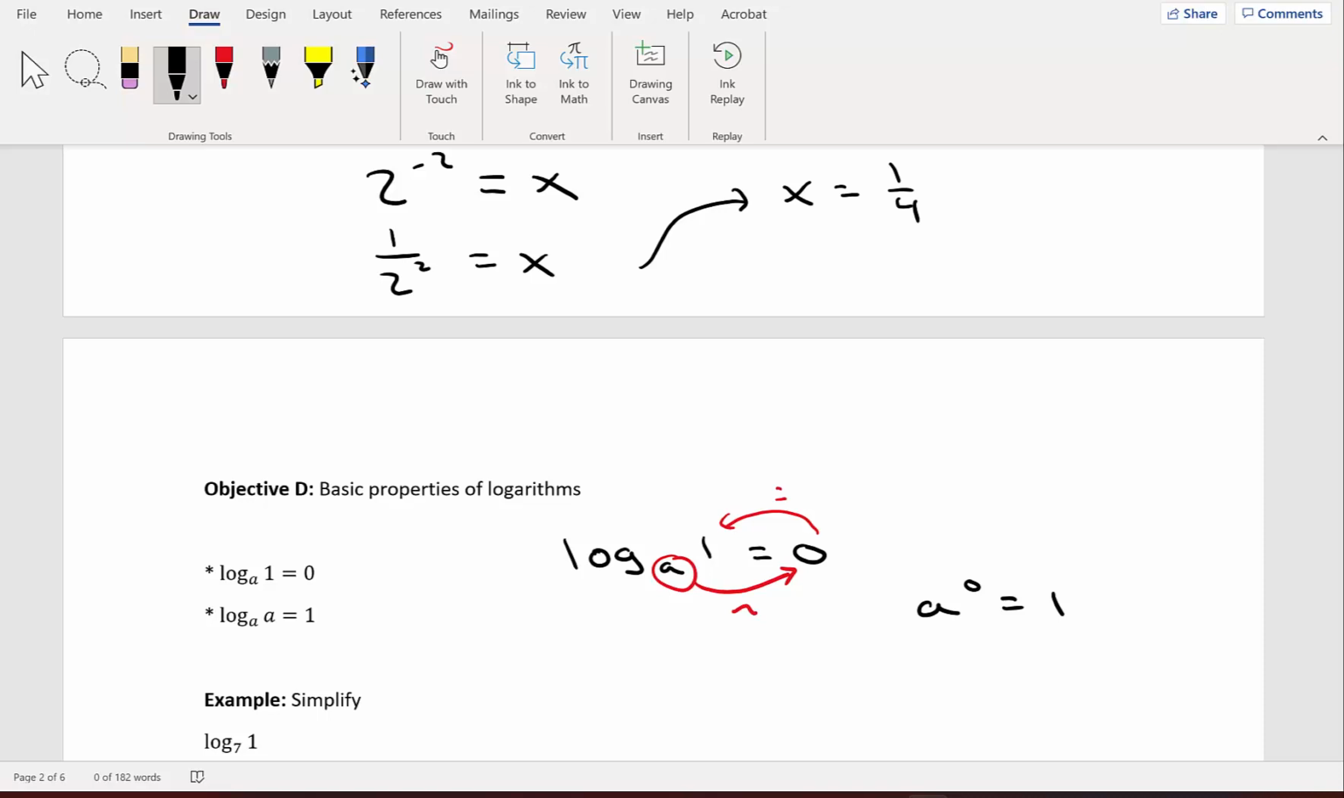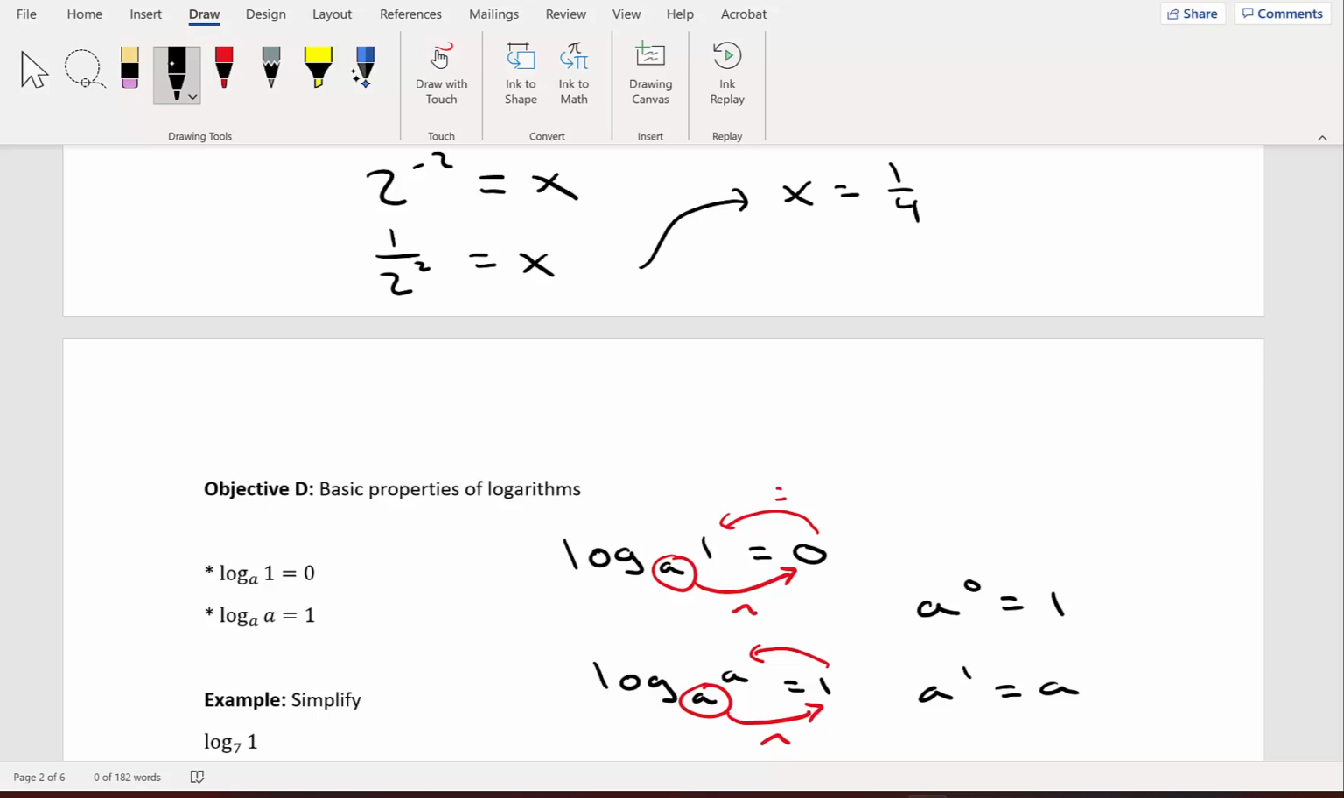Next, log base a of a, this is equal to 1. So if we use our cycle to rewrite this into exponential form, you have to raise your base to the 1st power in order to get that same number. So a raised to the 1st power is equal to a.